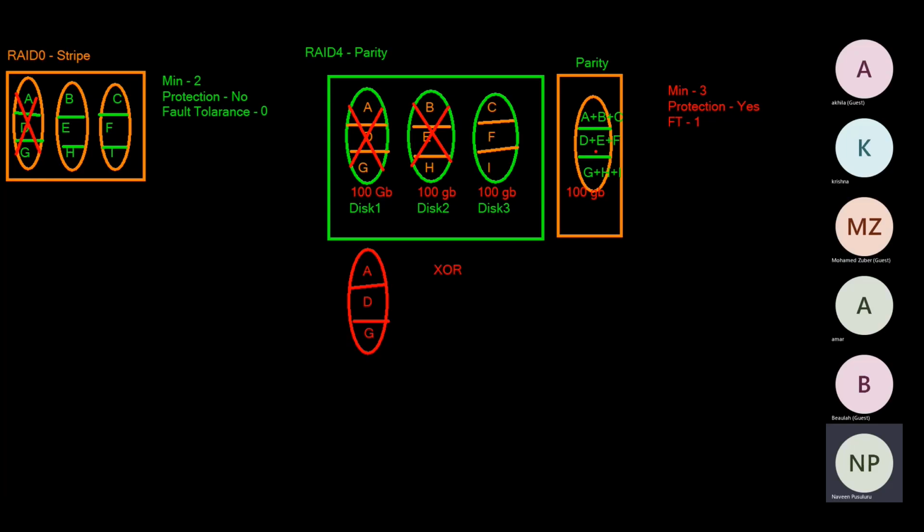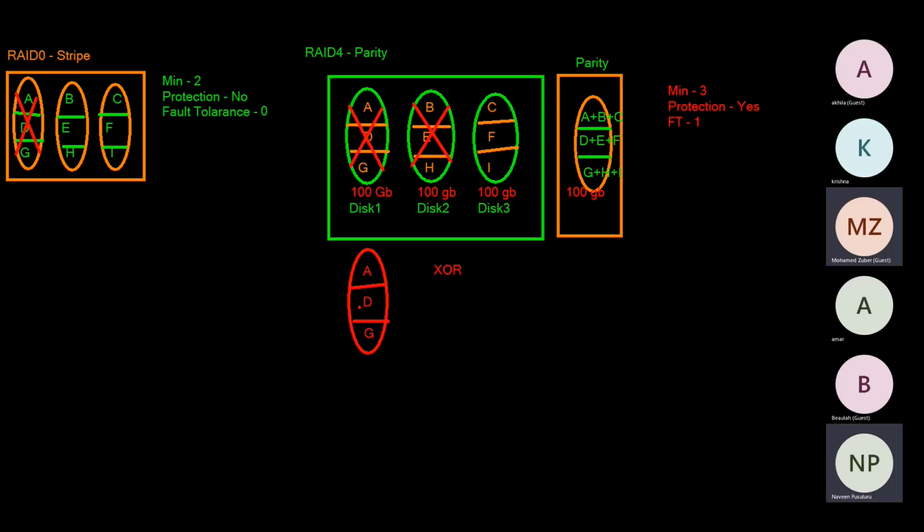The same thing with the second stripe: the parity is D plus E plus F, minus E minus F. Now I get the D data, so it will write the D data to the replacement drive. So there will be no data loss. If one disk fails, the replacement drive will get the data with the help of parity protection.